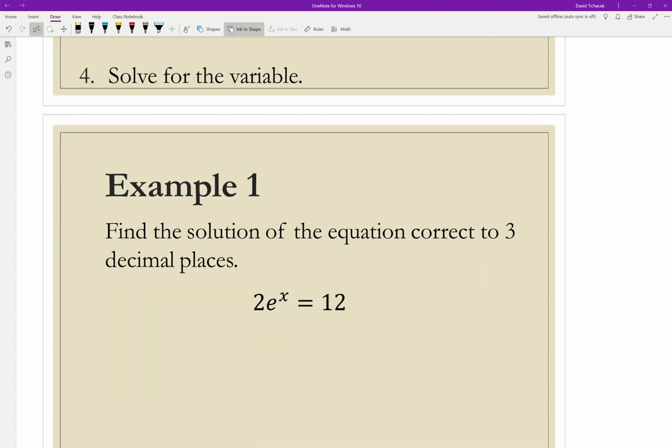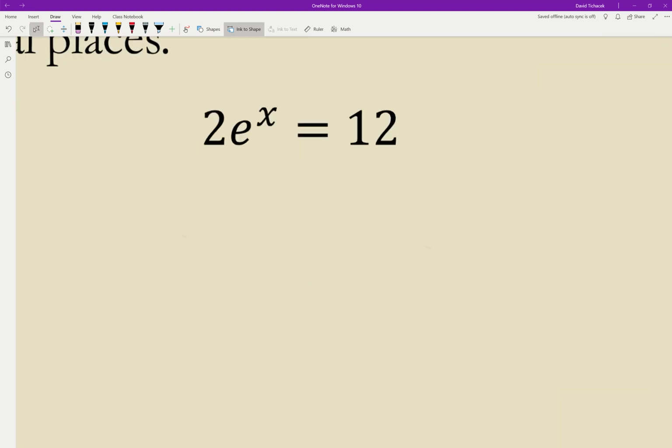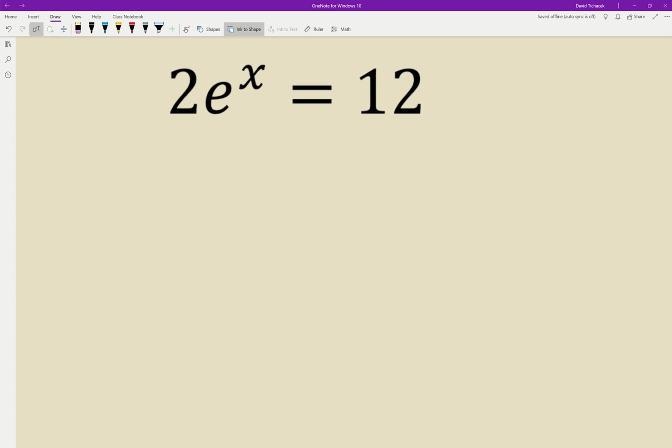So I'd like to demonstrate that here in example 1, where it says find the solution of the equation correct to 3 decimal places, which means that we're going to get a decimal as our final answer here. We have an equation like this, right? This is an exponential equation, and remember that the goal here is that we first want to think about how we might isolate this exponential right here. By exponential I mean this right here: a base of Euler's number, that number e that we've been talking about, raised to the power of x. We want to isolate that as best we can before we can continue with the equation here.